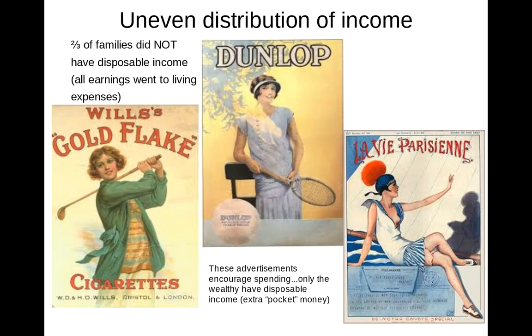Under B, guys, I want you to understand that this uneven distribution of income really did affect especially the working class. And so put down for B, guys, that 2/3 of families really did not have disposable income. And I want you guys to know that disposable income is that extra pocket money, right? So people during this time period, guys, put all of their earnings, right, all of their money towards living expenses. Think of our budget today. Things like food and electric and rent or mortgage. All that, so you have no money in your pocket.